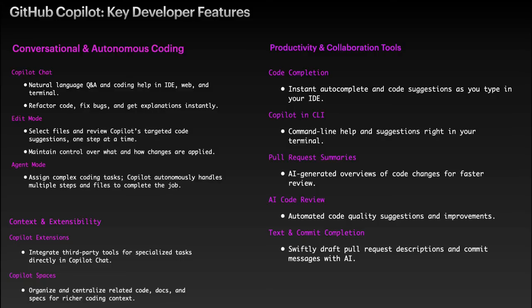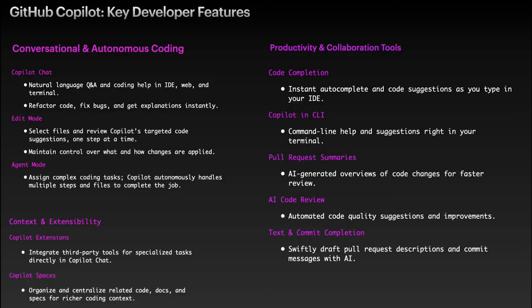Next we will see context and extensibility. There are Copilot extensions available to integrate third-party tools for specialized tasks directly in your Copilot chat. Copilot Spaces organize and centralize related code, docs and more for richer coding context.